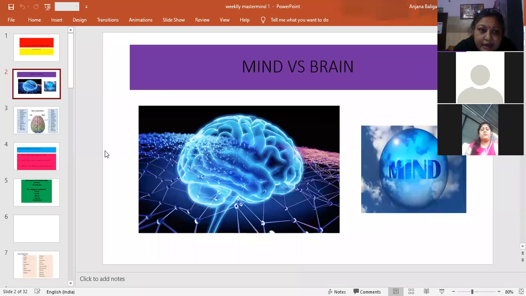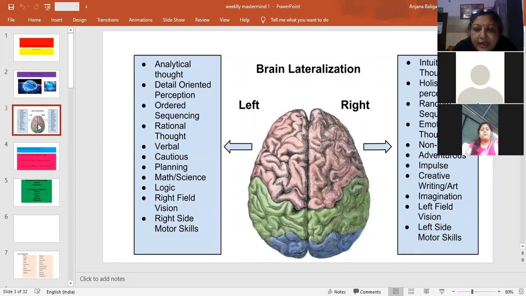So both go hand in hand. Now we have two types of brain: left brain and right brain. The left brain is the logic brain. It has the vision and it is the right side. And this side of your brain is the intuitive, thought, holistic, perceptive, random, sequencing, emotional, and non-verbal brain, right? You can coordinate between the two.